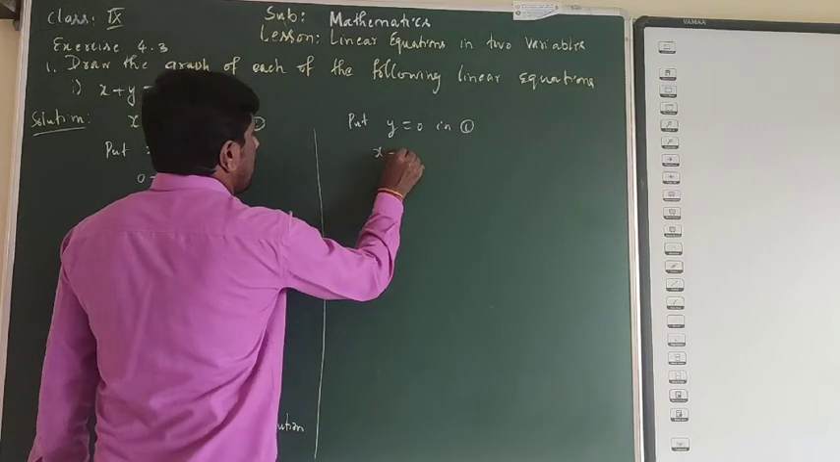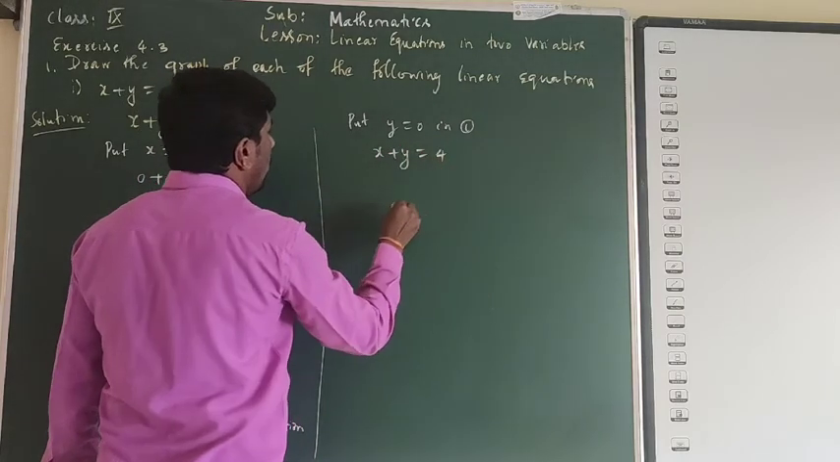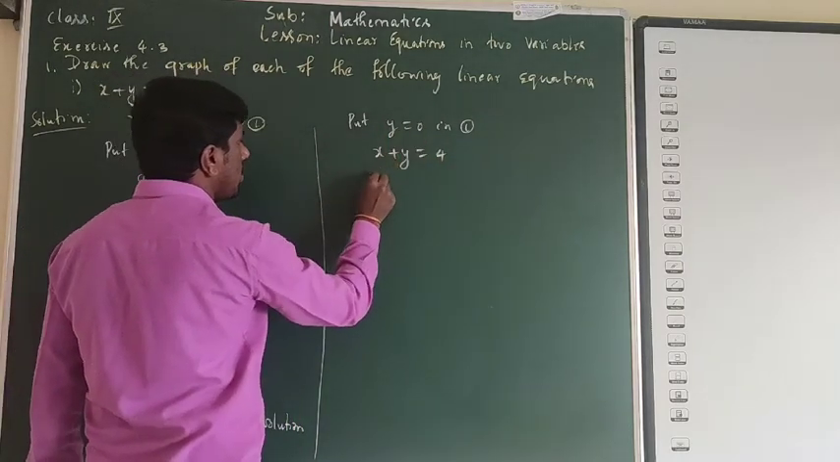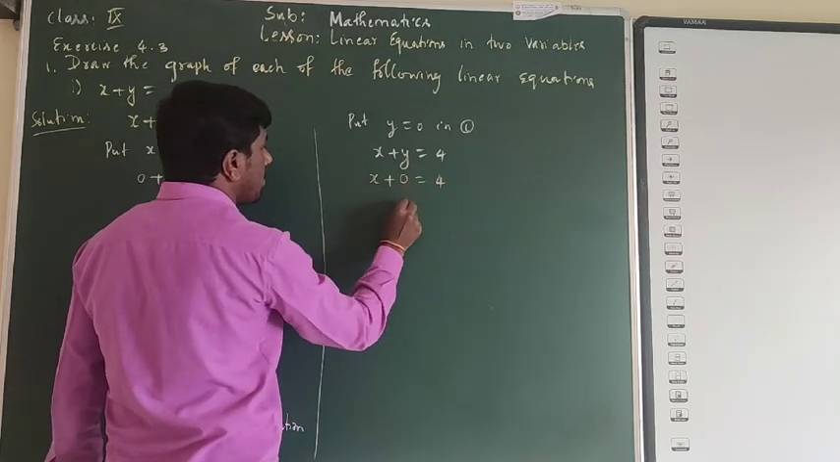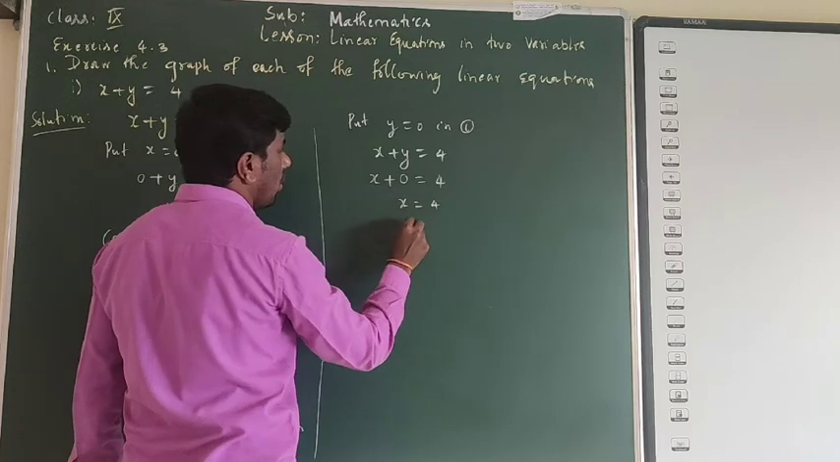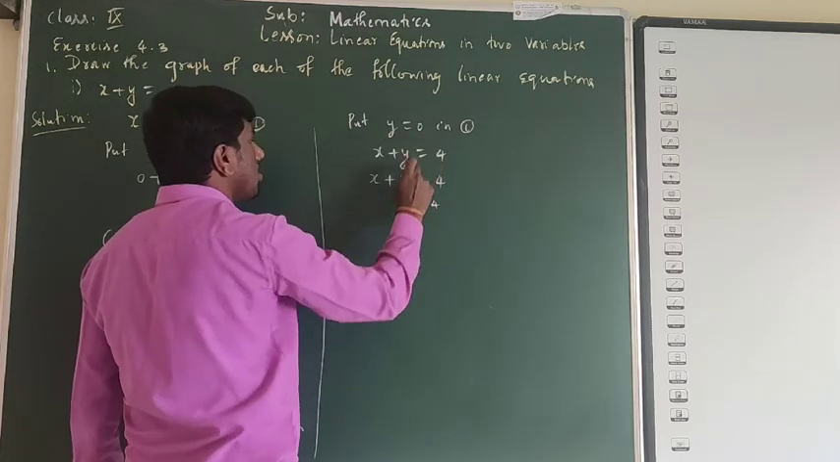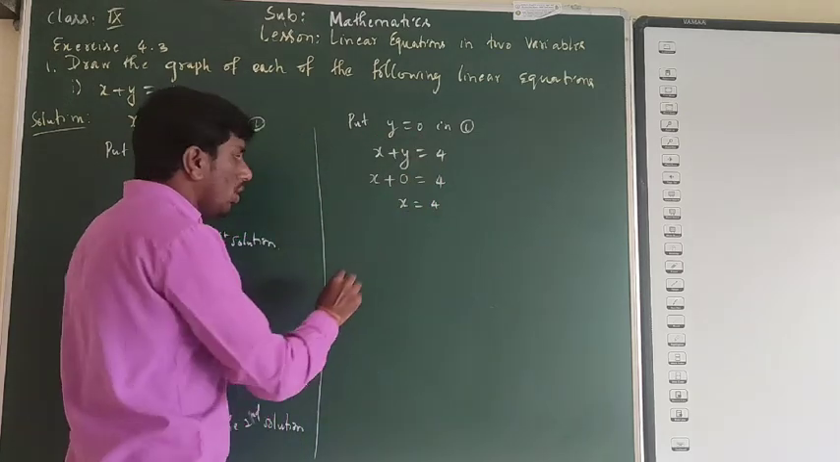So the equation is x plus y is equal to 4. I am taking y is equal to 0. Substitute this: x plus 0 is equal to 4. So x plus 0 is x only, equal to 4. So x is equal to 4. If I take y is equal to 0, I am getting x is equal to 4.